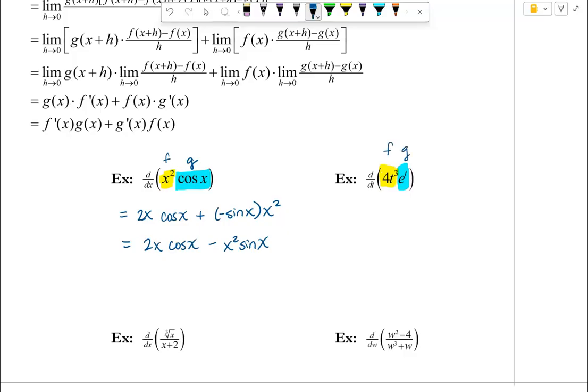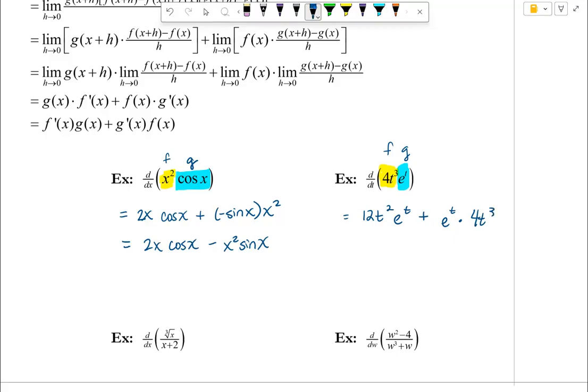So again, when I take my derivative, the derivative of my first function, 4t cubed, is just 12t squared, times my second function, e to the power of t, plus the derivative of my second function, e to the power of t, times my first function, 4t cubed.